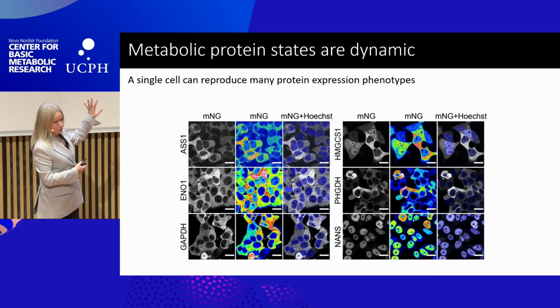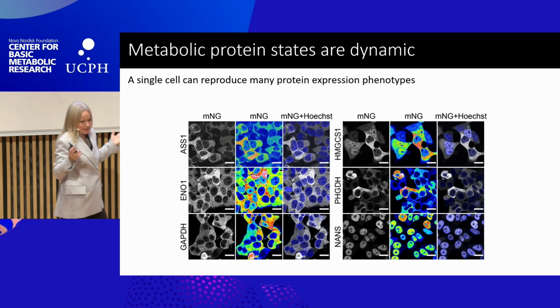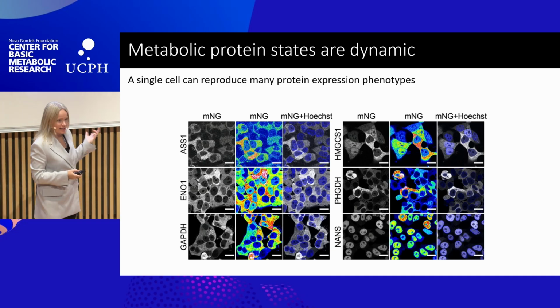And that was the case for the nearly 80 enzymes that we tested. For most of them, we could reproduce this variability, and it seems like a single cell can give rise to this well-mixed population of different states, if you will.